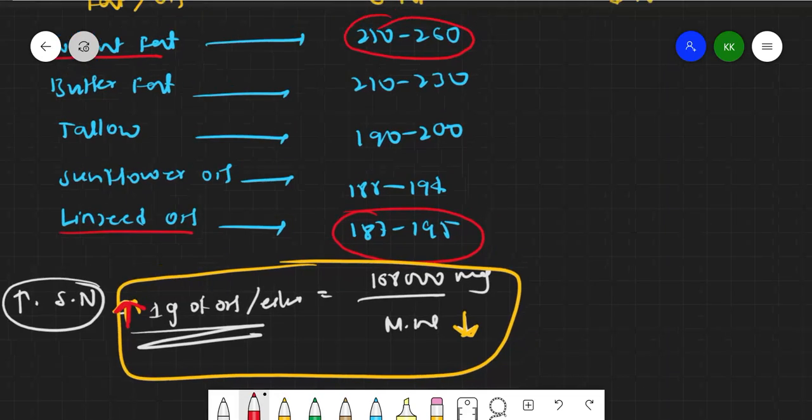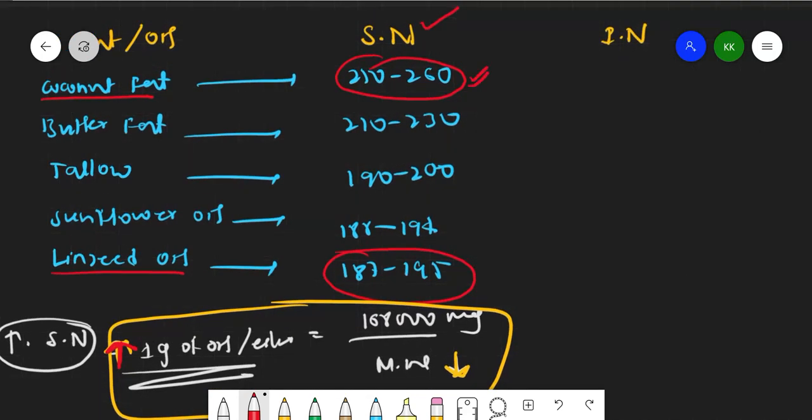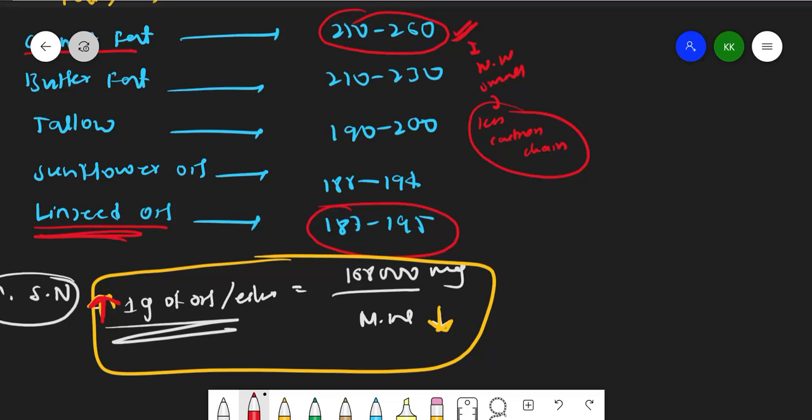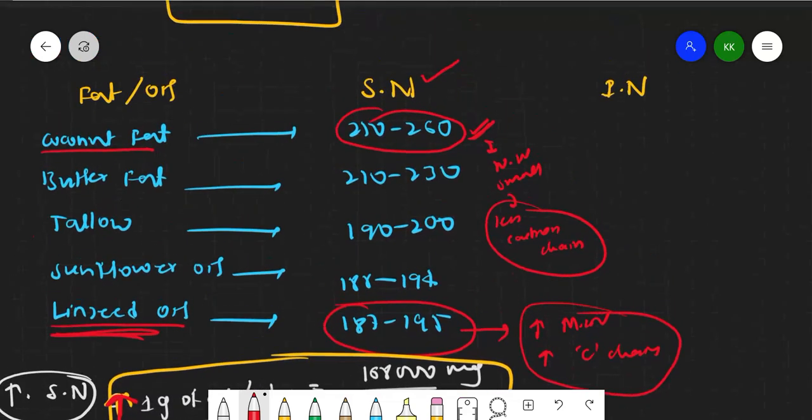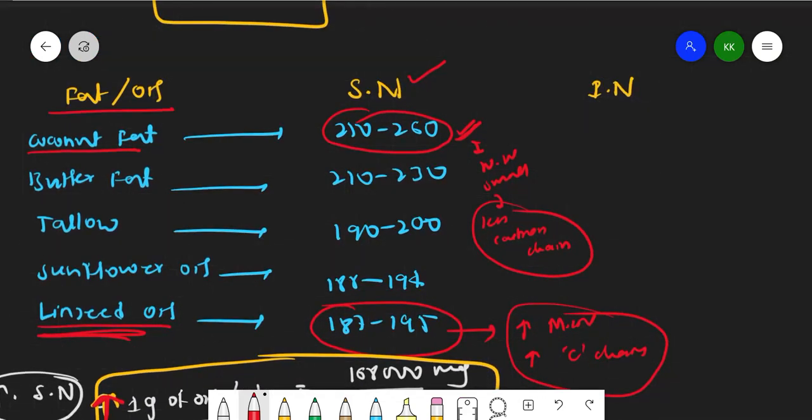If you see the saponification value of this is greater, it means its molecular weight is very small. The molecular weight of this coconut fat is very small, which means its carbon chain length will be very small, so there is less carbon chain. Whereas for this linseed oil, its saponification value is very less, which means greater the molecular weight, greater the carbon chain. Like that you remember. The equation, everything, I have explained above. So this is fat and oil, and the saponification number.